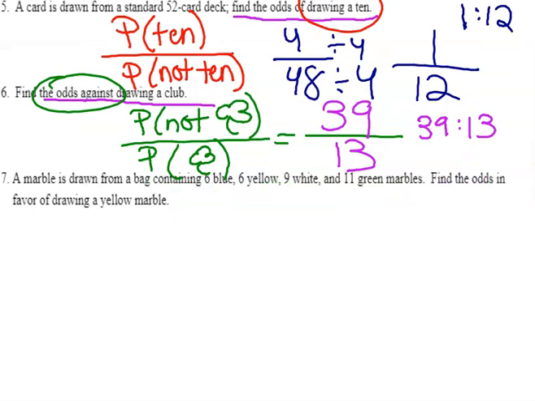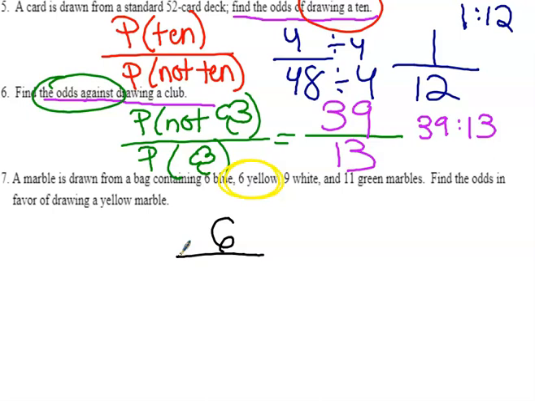It matters. A marble is drawn from 6 blue, 6 yellow, 9 white, and 11 green. Find the odds in favor of drawing a yellow. So we need 6, how many are yellow, and how many are not yellow. So 6 plus 9 plus 11.